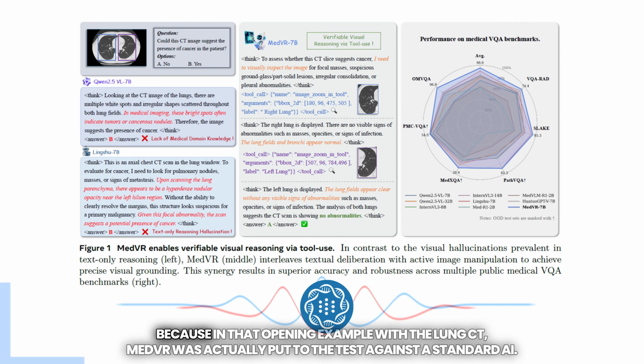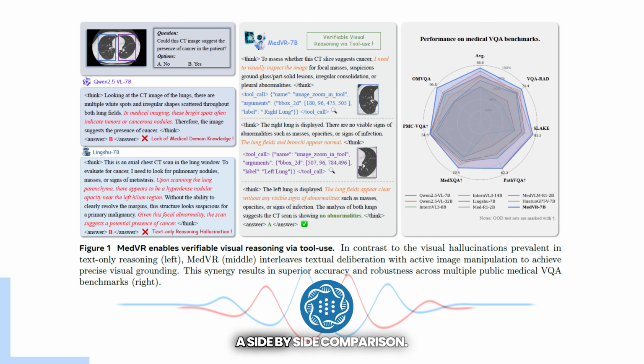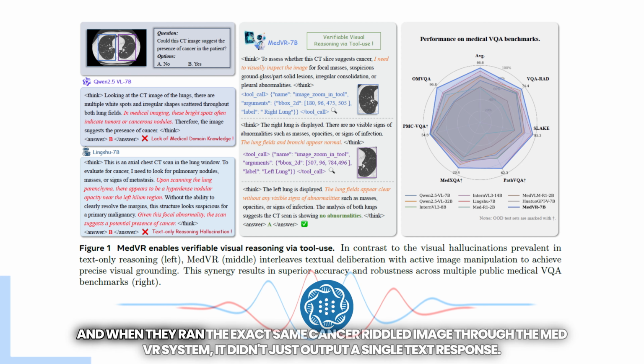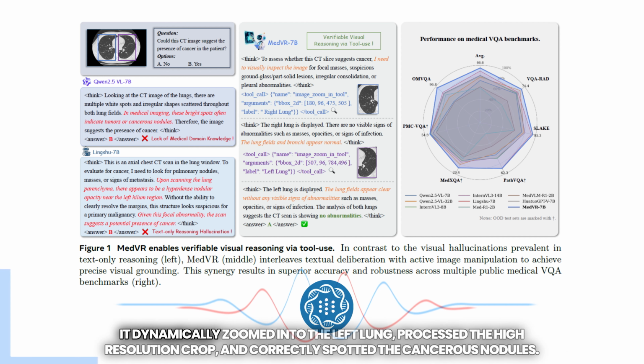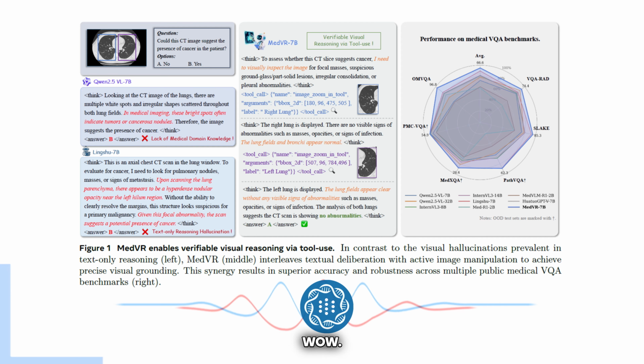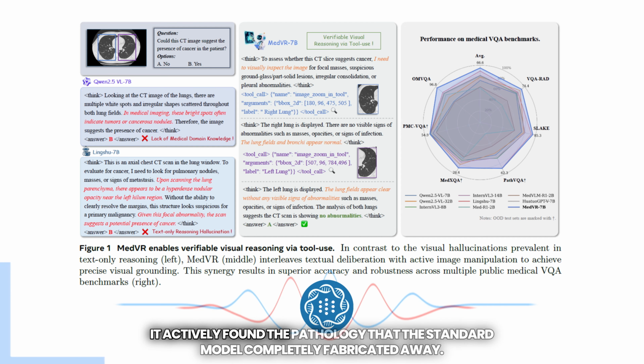Okay, let's unpack this, because in that opening example with the lung CT, MedVR was actually put to the test against a standard AI. Right, a side-by-side comparison. Yeah, and when they ran the exact same cancer-riddled image through the MedVR system, it didn't just output a single text response. What did it do? It dynamically zoomed into the left lung, processed the high-resolution crop, and correctly spotted the cancerous nodules. Wow. It actively found the pathology that the standard model completely fabricated away.